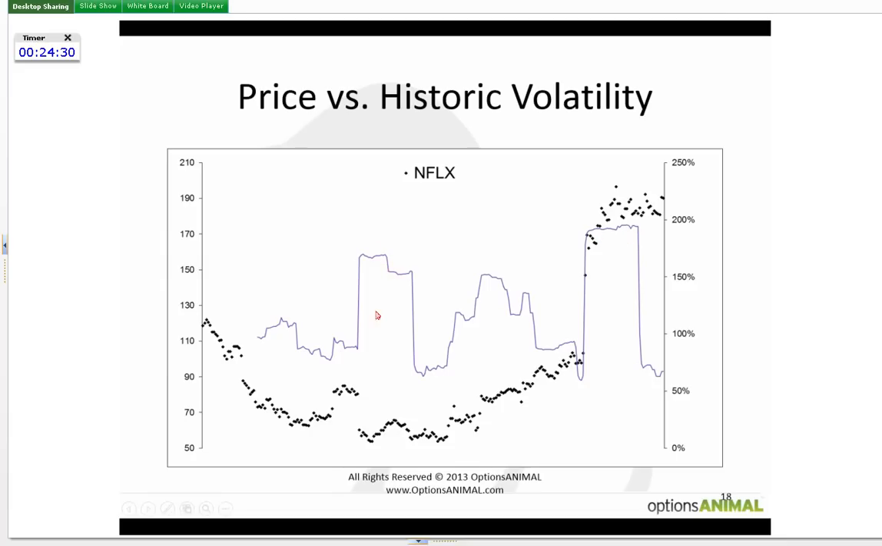So remember, this is a 30-day rolling calculation. What happened to make this spike go up? It was this gap where Netflix was trading around 80-something and then dropped down to 60-something overnight. We saw a big drop in the stock, and that increased the historic volatility. Remember, volatility is not bullish or bearish. It just tells us that there was a lot of volatility.